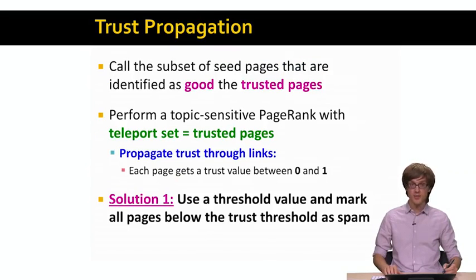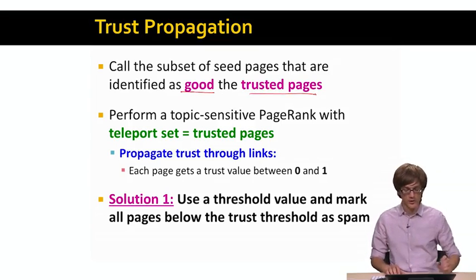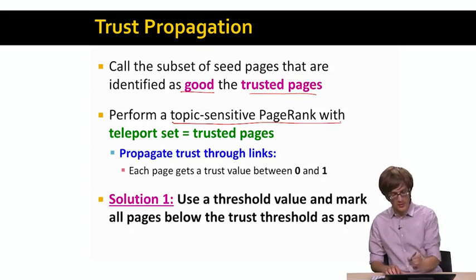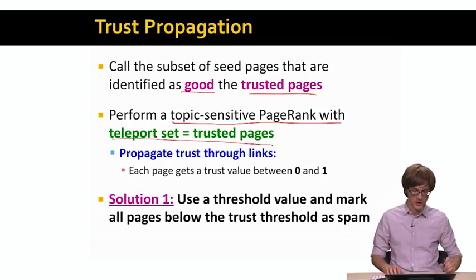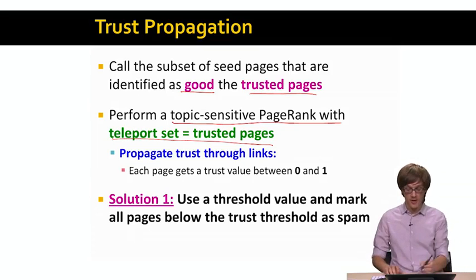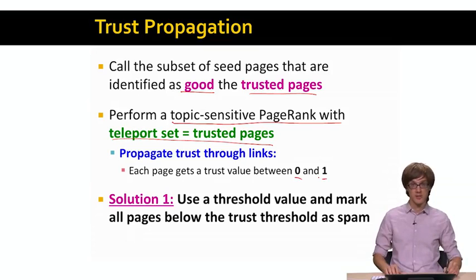So the idea is the following. What we will be doing is trust propagation. We have a subset of seed pages that we identify as good, which we call trusted pages. Then we perform, as I mentioned before, a topic-sensitive PageRank with the teleport set to the trusted pages. What this really means is that we are propagating trust across the links of the graph. Right? And the trust can take a value between 0 and 1, the same way as the PageRank score.